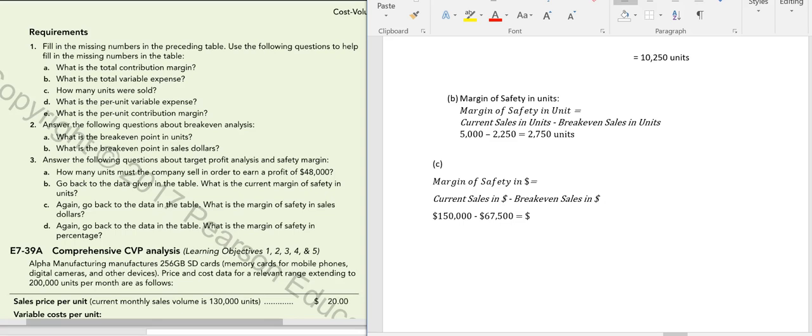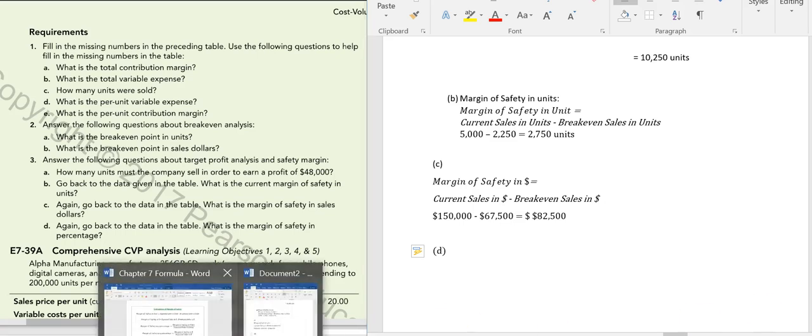So let's check it. 150,000 minus 67,500, and I found their margin of safety is 82,500. Let's do the last requirement, D. Going back to the table, it asks: what is the margin of safety in percentage? You already have the margin of safety information. Now we need to express it as a percentage of sales.